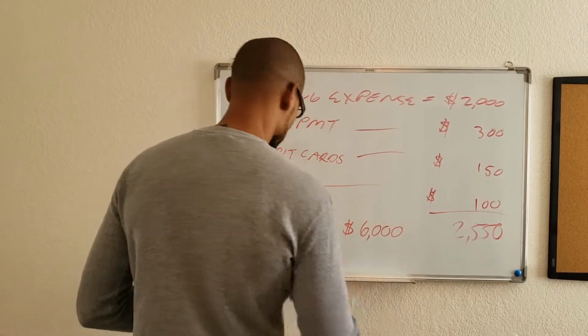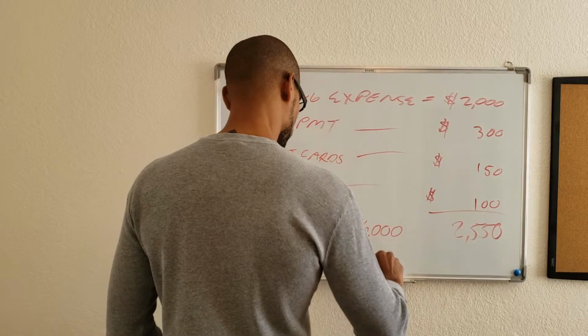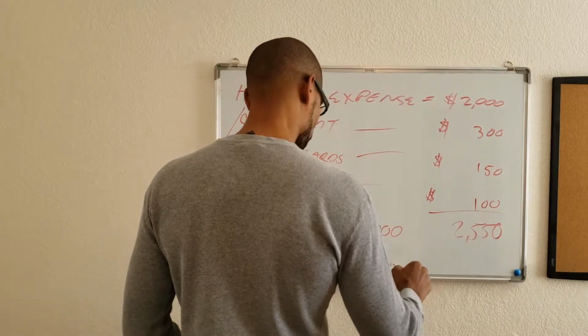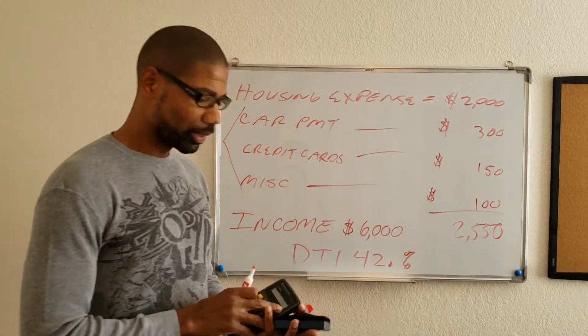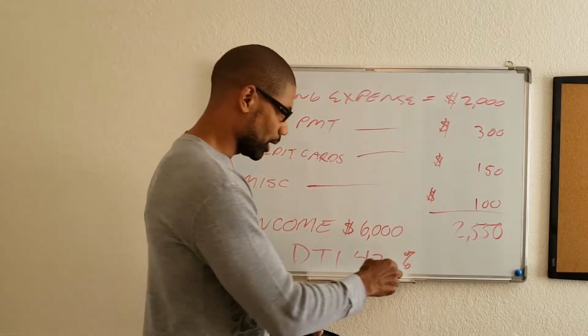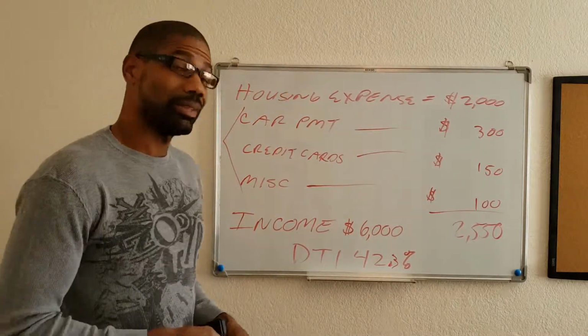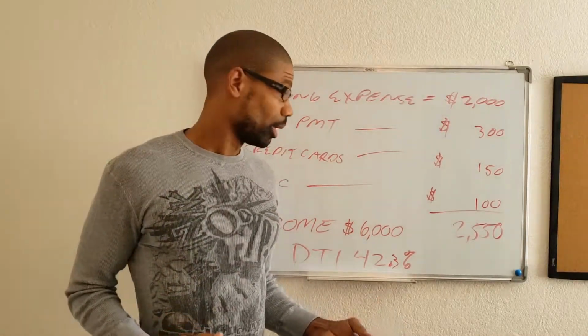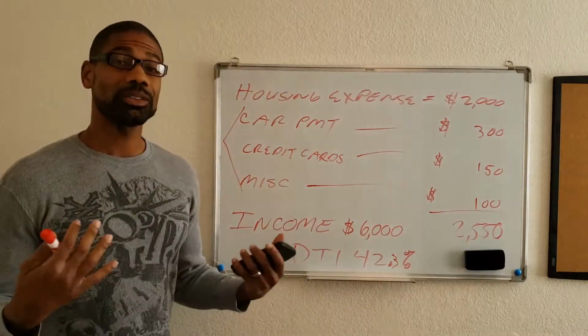In this case, your DTI would be 42 point something percent. I don't know, I hit my calculator and I erased it. So 42 point something, whatever. But 42% debt to income ratio is awesome, right? If you're walking around with 42% debt to income ratio, that's phenomenal.